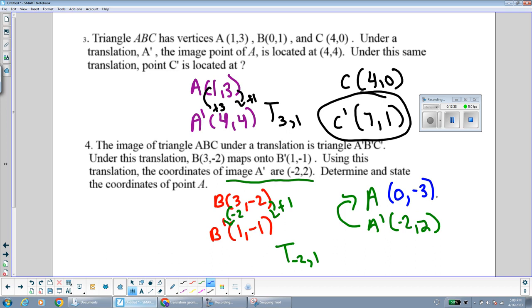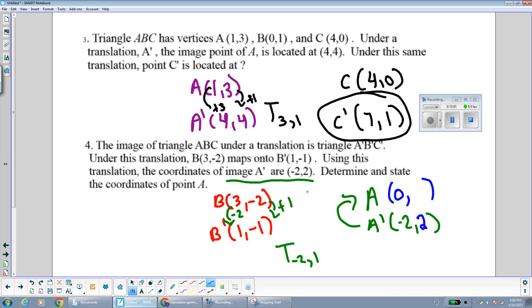It's getting more negative. Let's just test it out. If I apply the translation, -2, we do get -2. 0 minus 2 is -2. And if we add 1, -3 plus 1 is, oh, oops, this is a 2. My bad. I can't read my own handwriting. I thought that said -2. That's what happens when I write very sloppy.